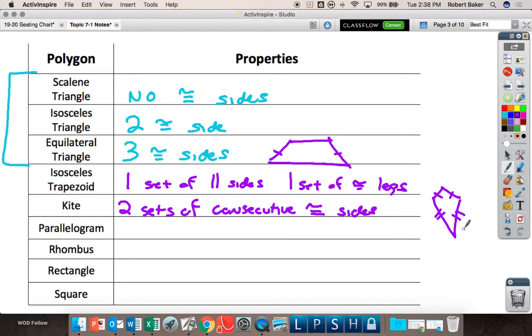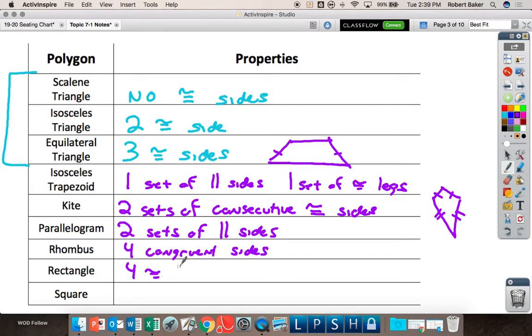What makes a parallelogram a parallelogram? Two sets of parallel sides. Do you have to do anything else to determine that it's a parallelogram? That's pretty much it. If you can determine two sets of parallel sides, you're done. Rhombus. That's it. Four congruent sides. Rhombus has four equal side lengths. What about rectangle? Four right angles.